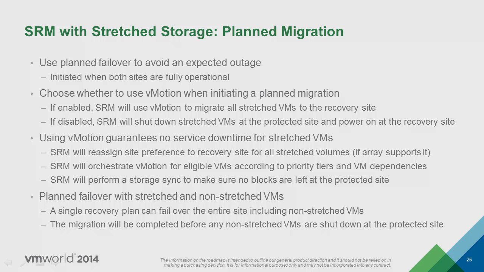When SRM starts a recovery plan in planned migration mode, the first thing it's going to do is ask the array to move the site preference to the recovery site. After this, it's going to go through the vMotion cycle of all the VMs that you configured for vMotion. And only after all the vMotions are completed, we're going to go through the shutdown and do all the things that we do for VMs that are not residing on stretch storage. And just as I said before, SRM will use dependencies and priorities in this case.